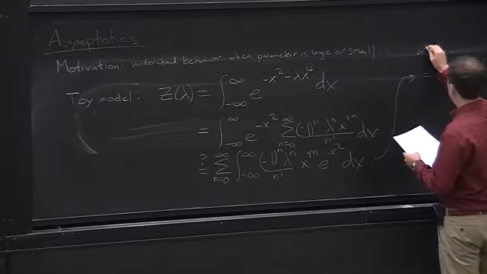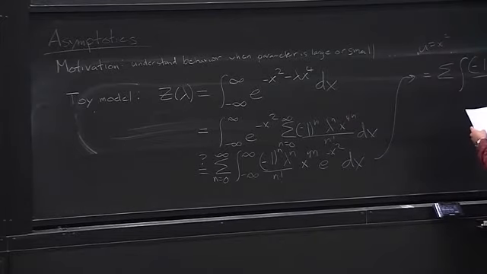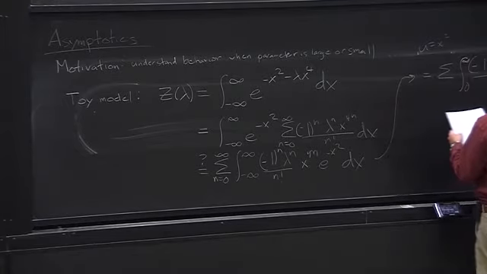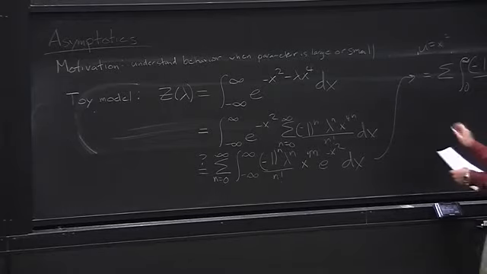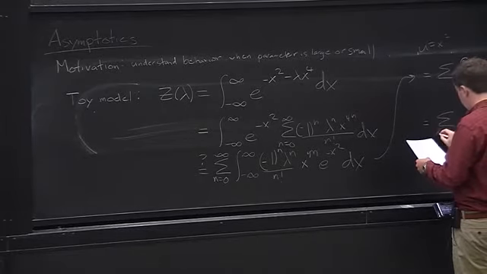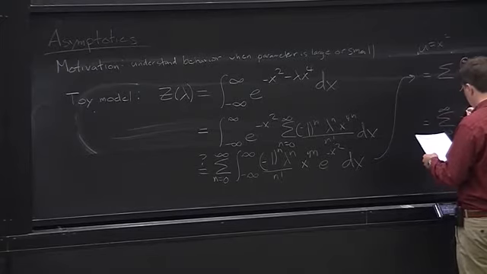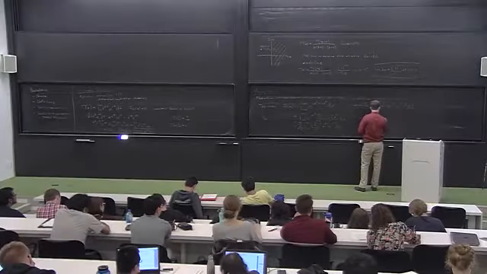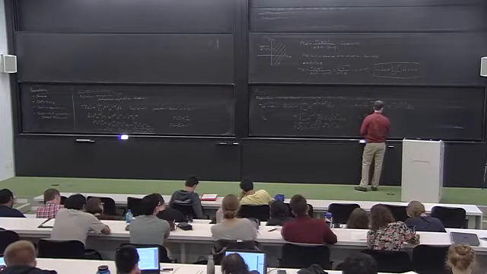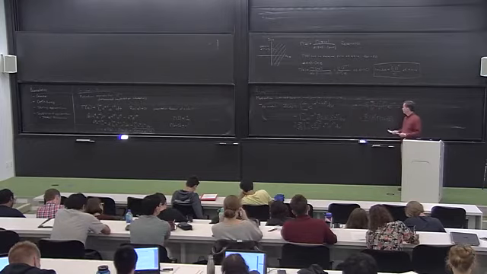So I'm going to take u equals x squared. Then we get the integral of e to the minus u, from 0 to infinity, u to the 2n minus a half. And this is just a gamma integral. Gamma of 2n plus a half.